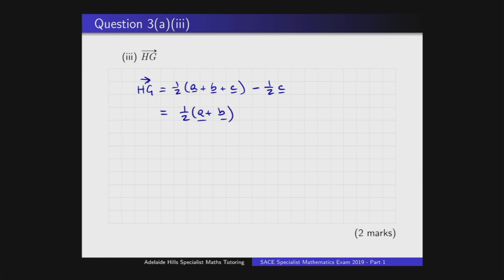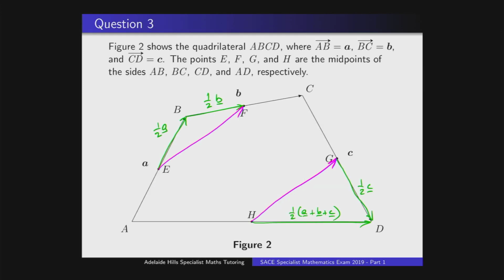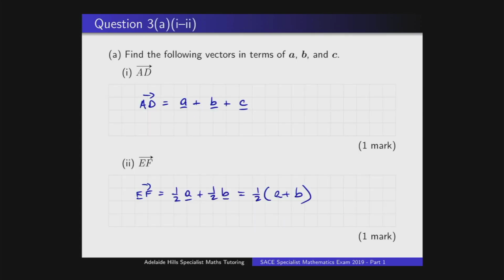We've seen this before. The vector 1/2 (A plus B) has come up because that was the answer to part 2. That was the vector EF. So what that's saying is that these two pink vectors here are the same vector. They point in the same direction and have the same length. That's going to be important in a minute.